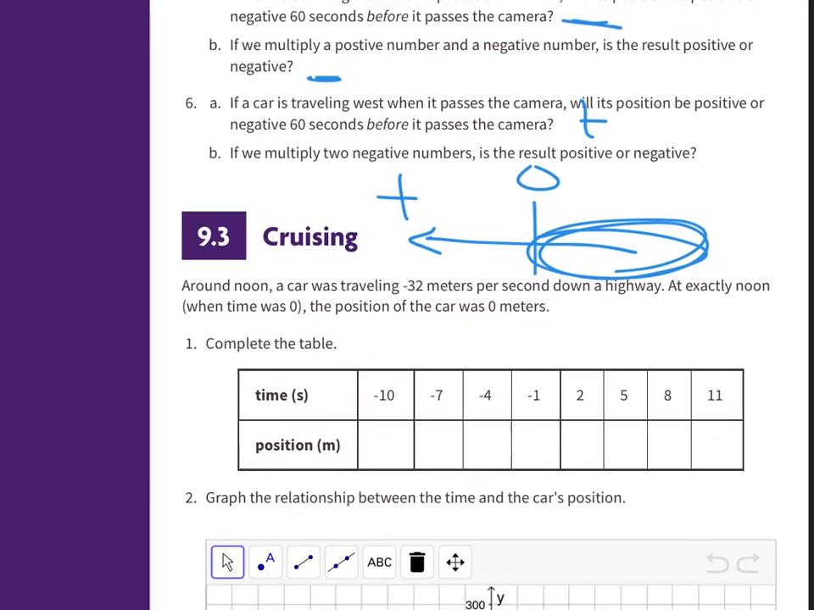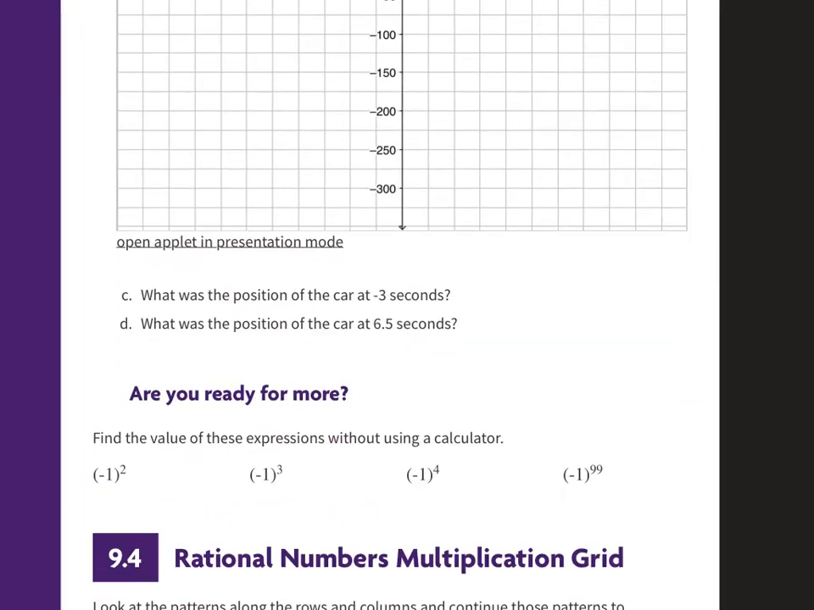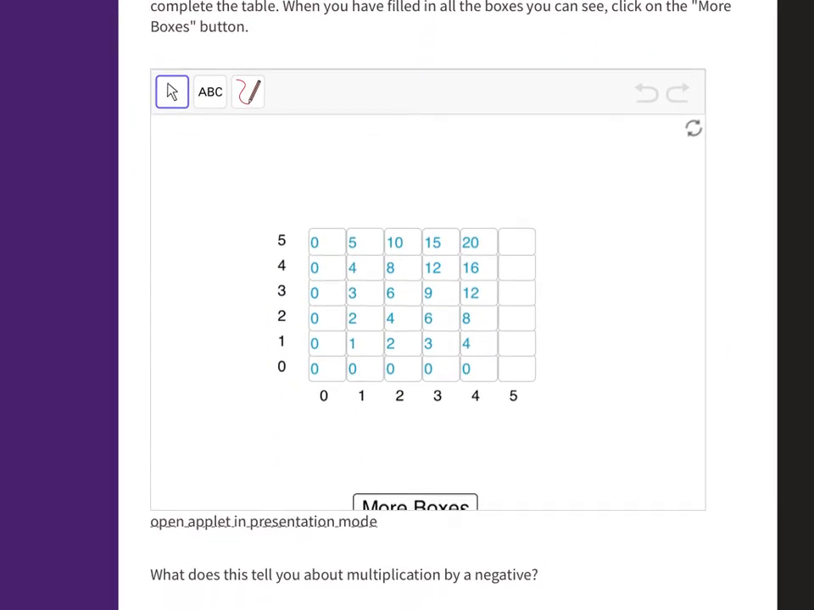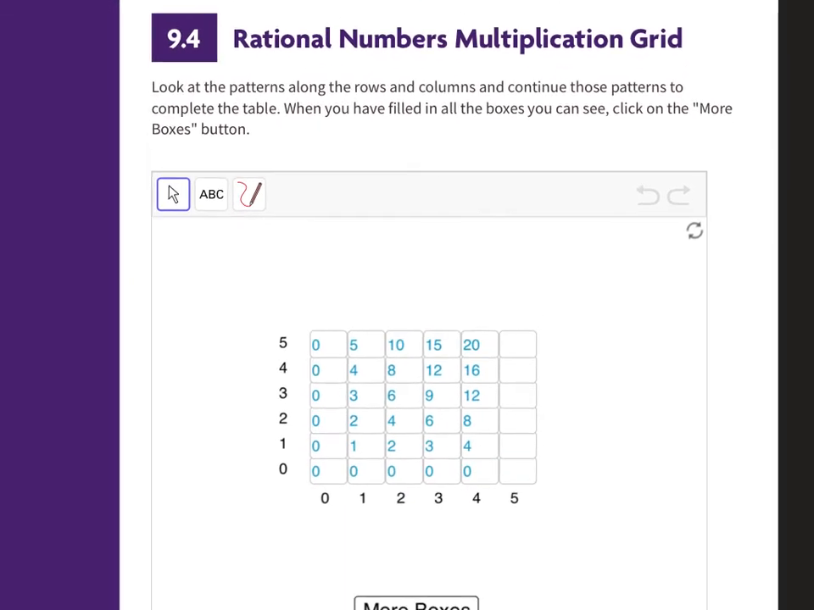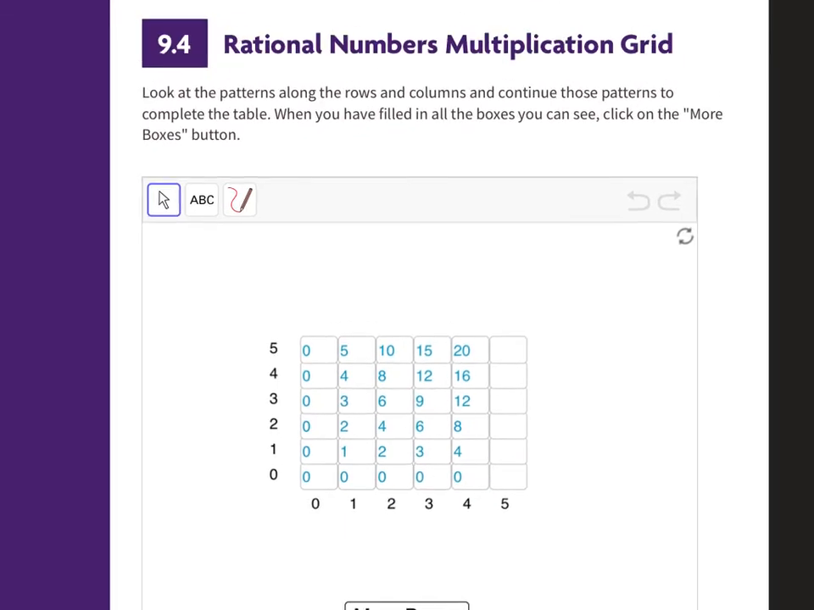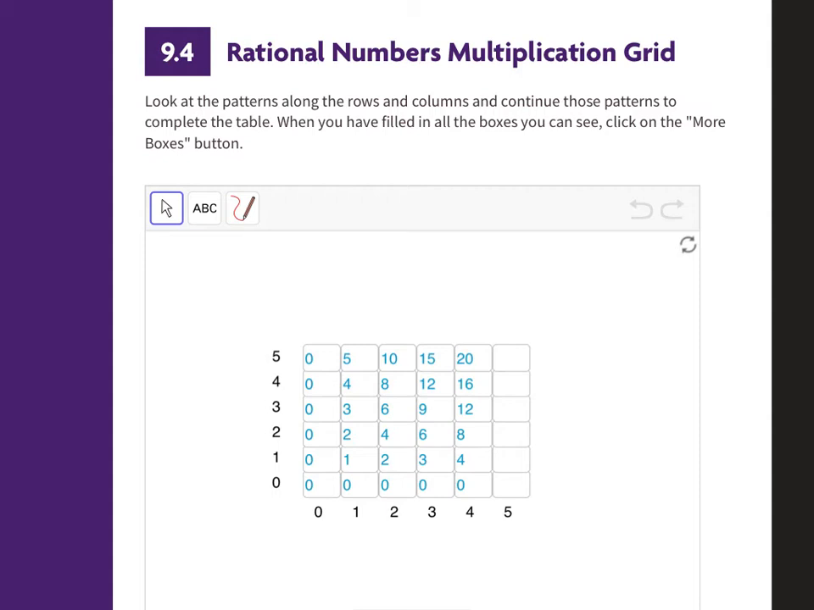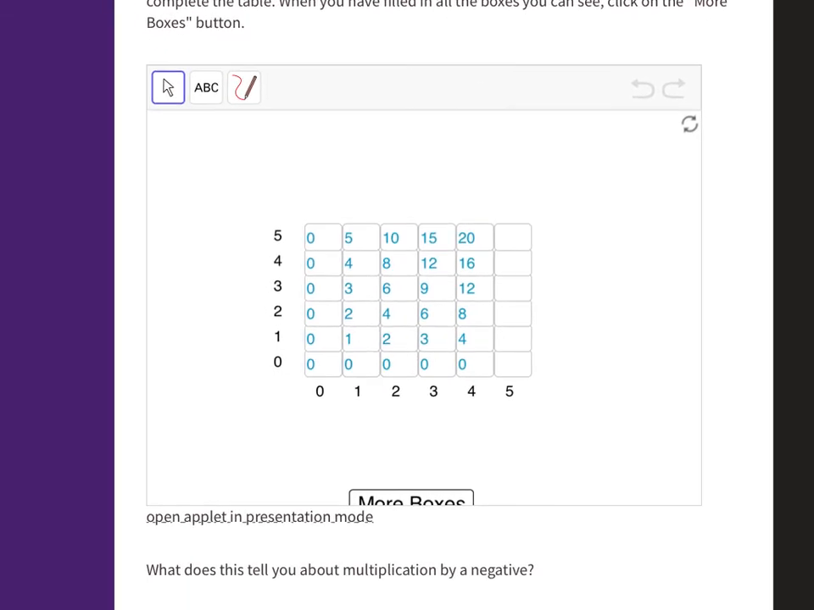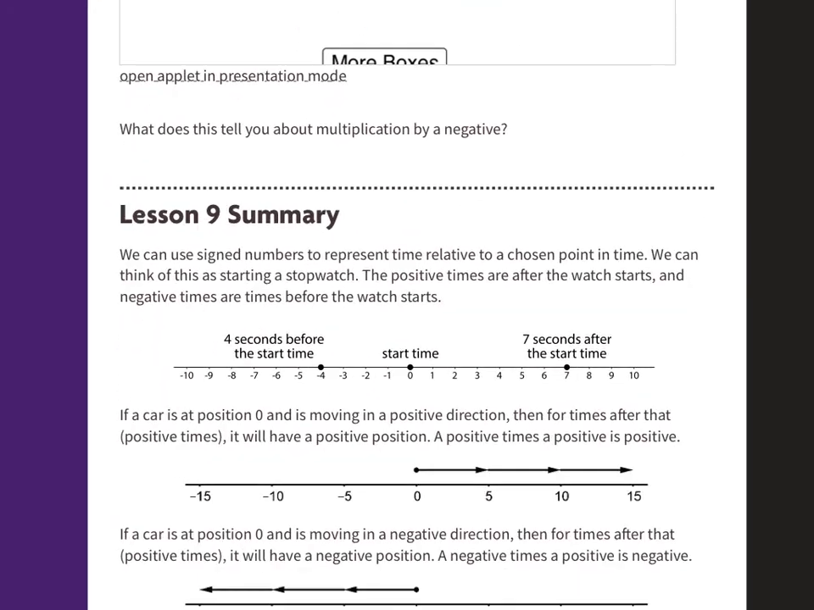So I'm not a big fan of 9.3, so we're going to skip it here. And this right here on 9.4 is just showing us the difference, like a positive times a negative, or a negative times a positive, or a negative times a negative.